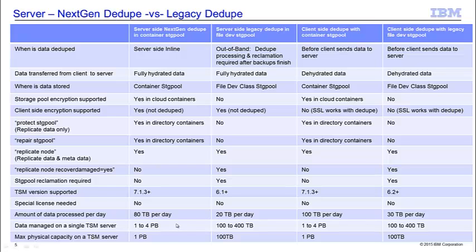The amount of data that we can manage on a single TSM server goes all the way up to 1.4 petabytes versus 100 to 400 terabytes with the old dedupe. And if you want to look at physical capacity versus amount managed, then we can look at that as 1 petabyte of data with our new NextGen dedupe on one Spectrum Protect server.